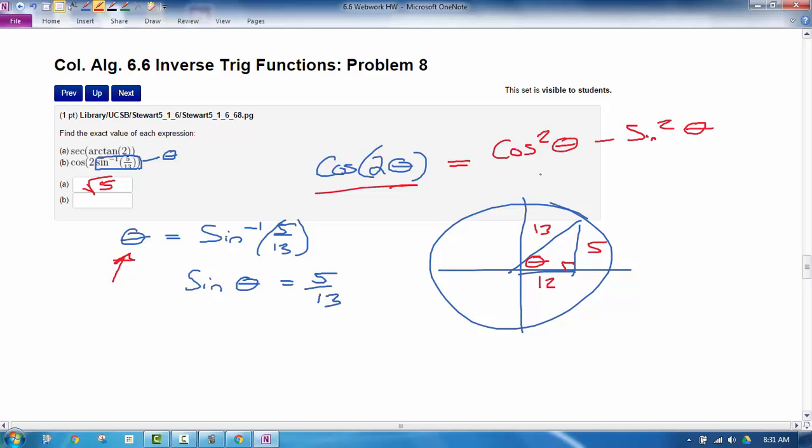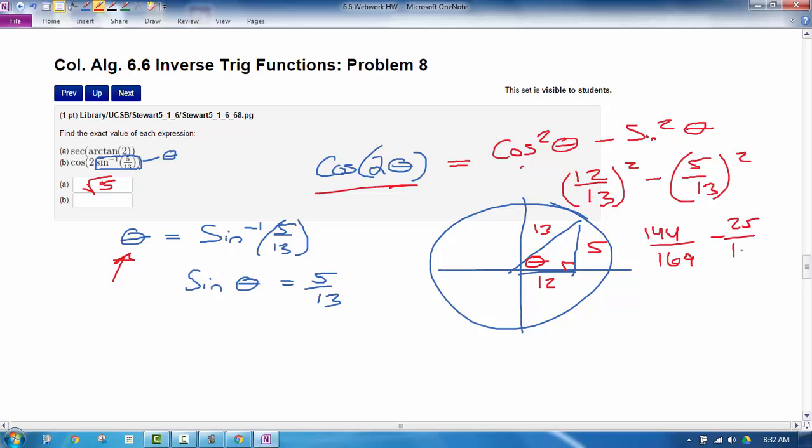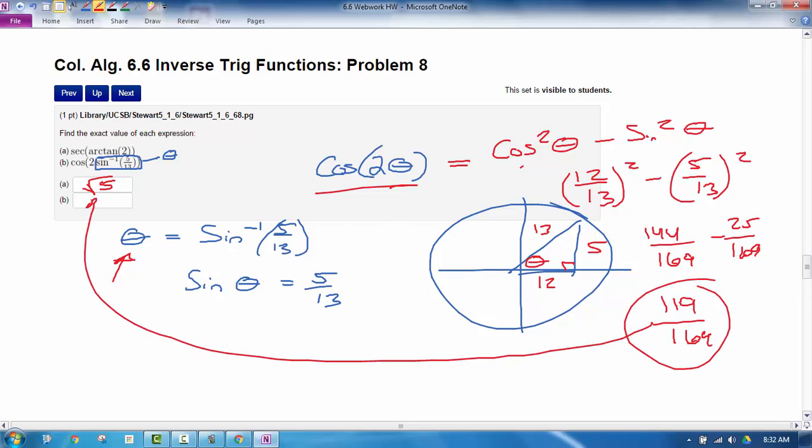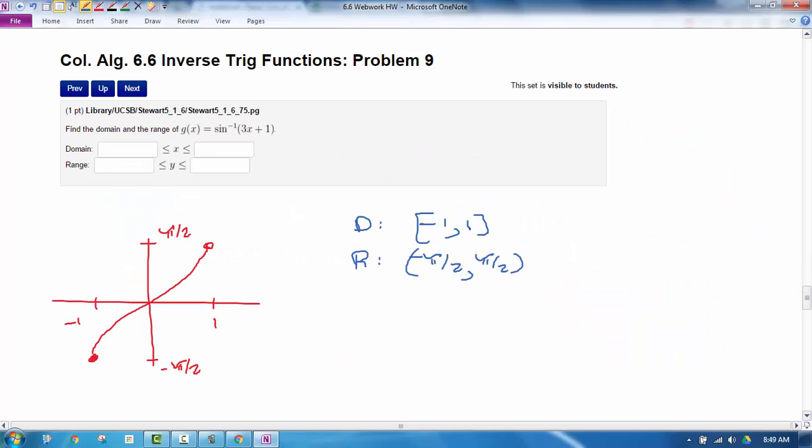So it'd be cosine squared of our angle, which we call theta, minus sine squared of our angle, which we call theta. Now, cosine in this case is adjacent over hypotenuse, which is 12 over 13. I'm going to have to square that. Sine is opposite over hypotenuse, which is 5 over 13. I'm going to have to square that. This turns into 144 over 169 minus 25 over 169, which turns into 119 over 169, and that's my answer. That goes right here.